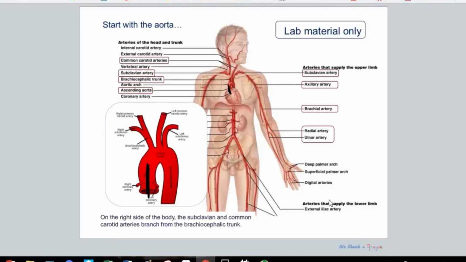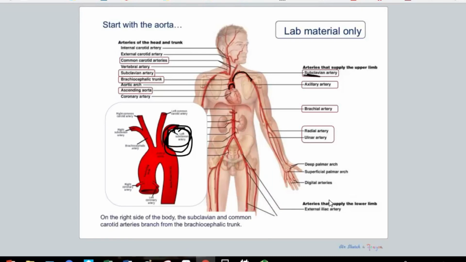The first branches off the aorta are the right and left coronary arteries, which are supplying the coronary circulation. But other than that, we have three major branches at the top. I want to start on the patient's left-hand side here. So here we have the aorta that comes out. And the last one is the left subclavian artery.